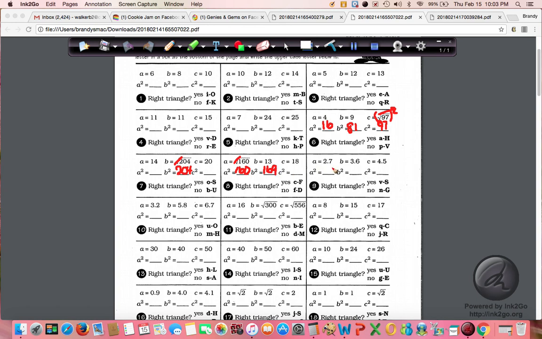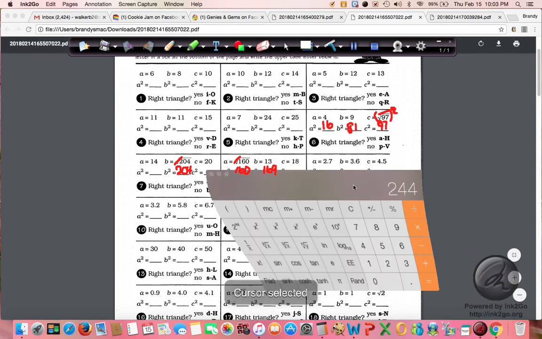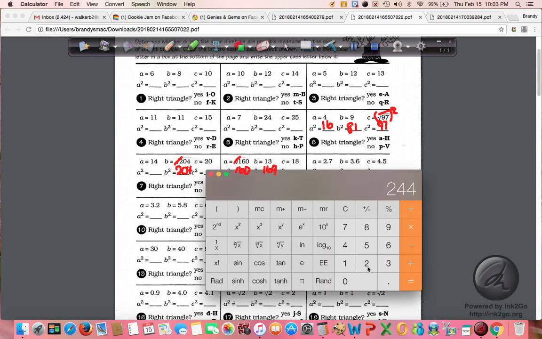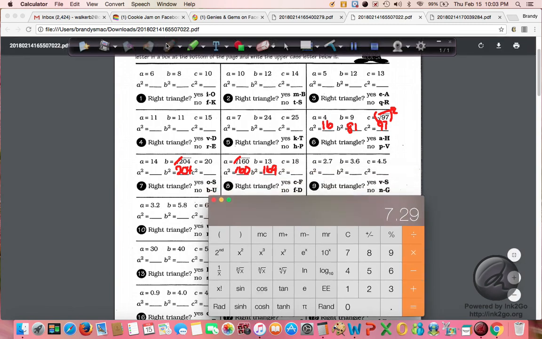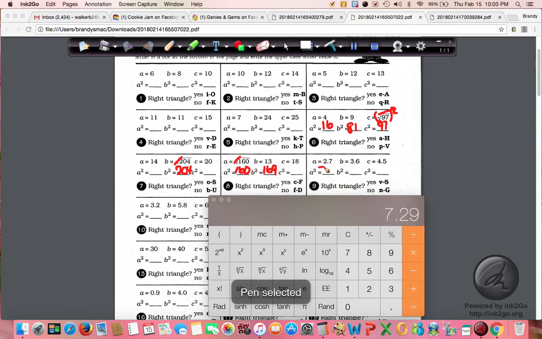Decimals can work just like normal numbers. So you go to your calculator and I would put 2.7 and I would hit the squared button, 7.29. So I would come here and I would write 7.29. And you can do that and see if these two numbers add up to whatever 4.5 squared is.